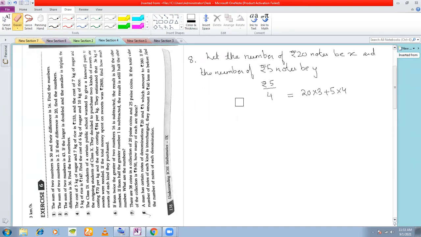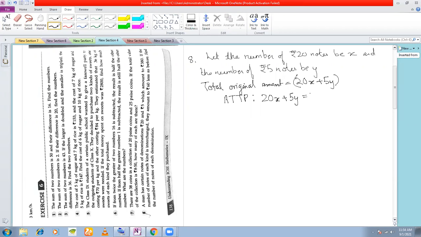So if you have X 20 rupee notes and a Y number of 5 rupee notes, then what is the total amount? 20X plus 5Y. Right? How much is given? The amount is rupees 380. So according to this problem, 20X plus 5Y must be equal to 380.